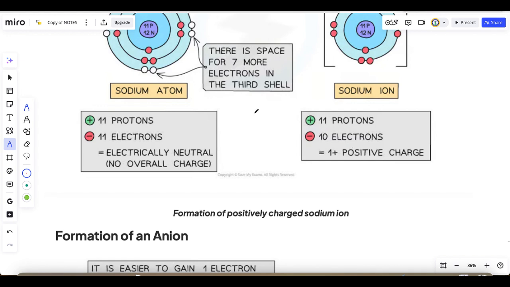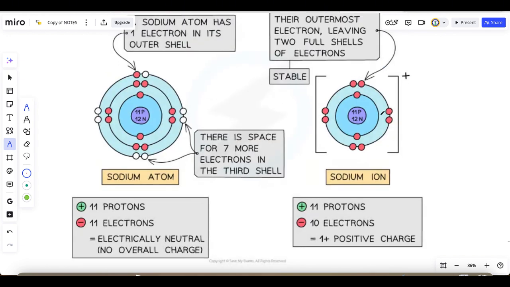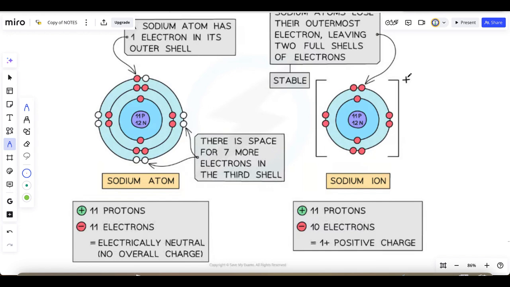However, when the atom loses an electron to another atom, the number of protons will still be 11, but it has lost 1 electron, so the electrons are now 10. So there's 1 extra plus charge. That's why we write 1 plus here for sodium. The positive is now more than the negative. The positive is 11, the negative is 10.